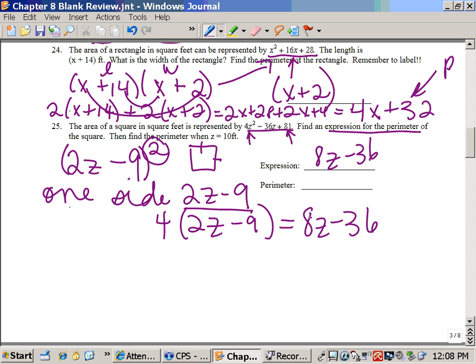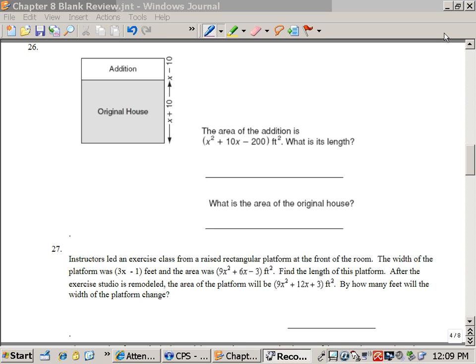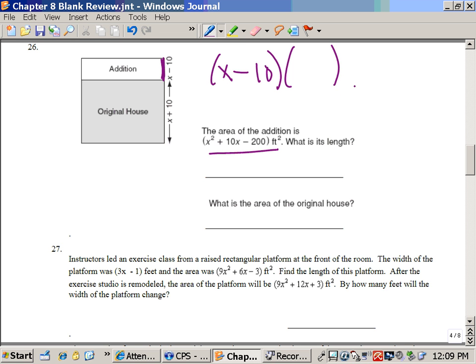Then I might need to plug in the 10 for the z, and that gives me 80 minus 36. Ooh, that disappeared there. And then when I add that all up, that gives me 44 feet. Okay, number 26. I'm given the area of the addition. So that's x squared plus 10x minus 200. I already know that this piece is x minus 10.